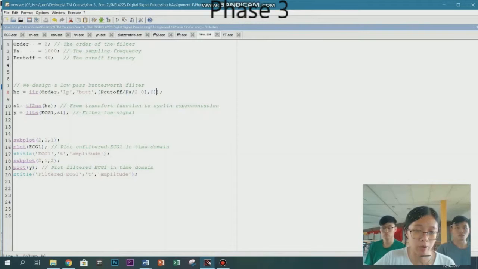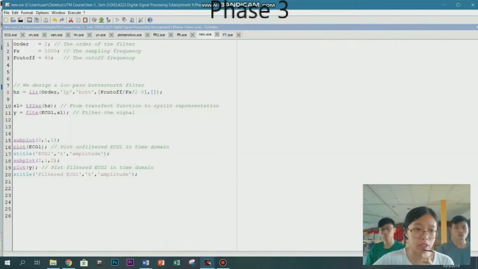This one is the ripple vector of the filter. Since we are using Butterworth, there will be no ripple, so we let it be 0. TF2SS is to convert the system described by transfer functions to a system described by state space representations. LSIM is to show the filtering of the signal by linear systems. So ECG1 is the ECG signal with noise, and SL is the filter.